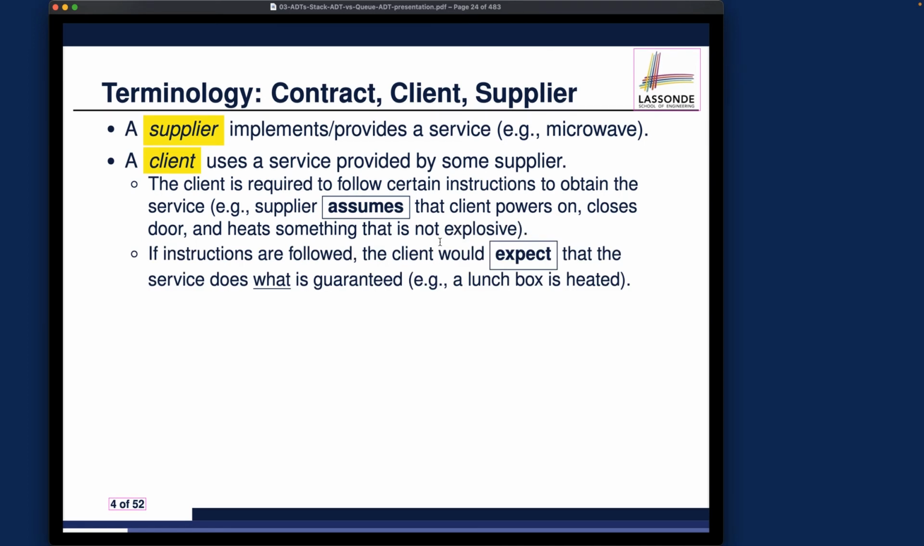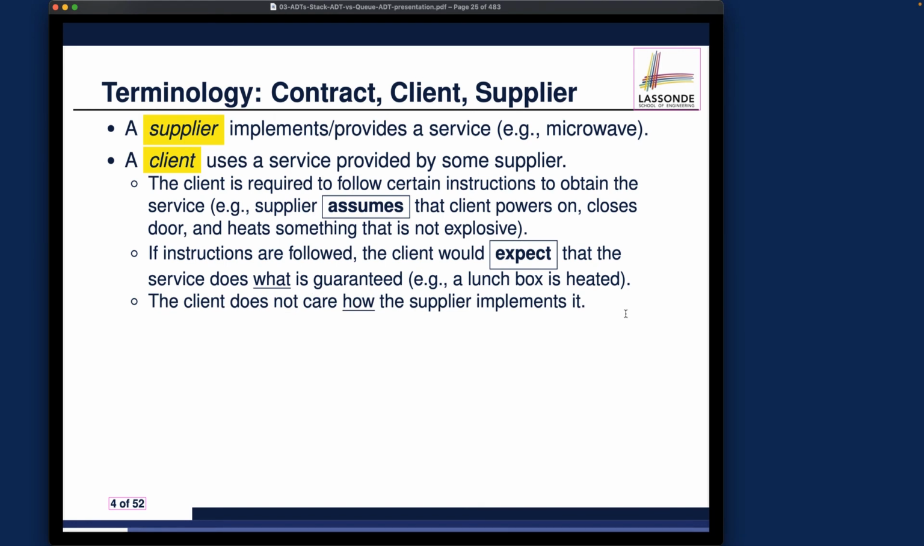And if the instructions are really followed, then the client can expect that the service that you want is really guaranteed. For example, you want your lunchbox to be heated. Apparently, a lunchbox is not explosive. And you close the door, turn on the power, and heat it, and it should be heated, right? And the client does not care about how the supplier implements it, right?